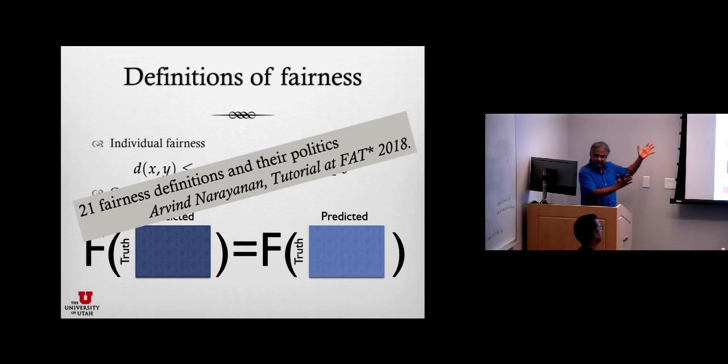So now we have a preferred definition, or a set of preferred definitions, of fairness, and we're happy about that. What do we do next?